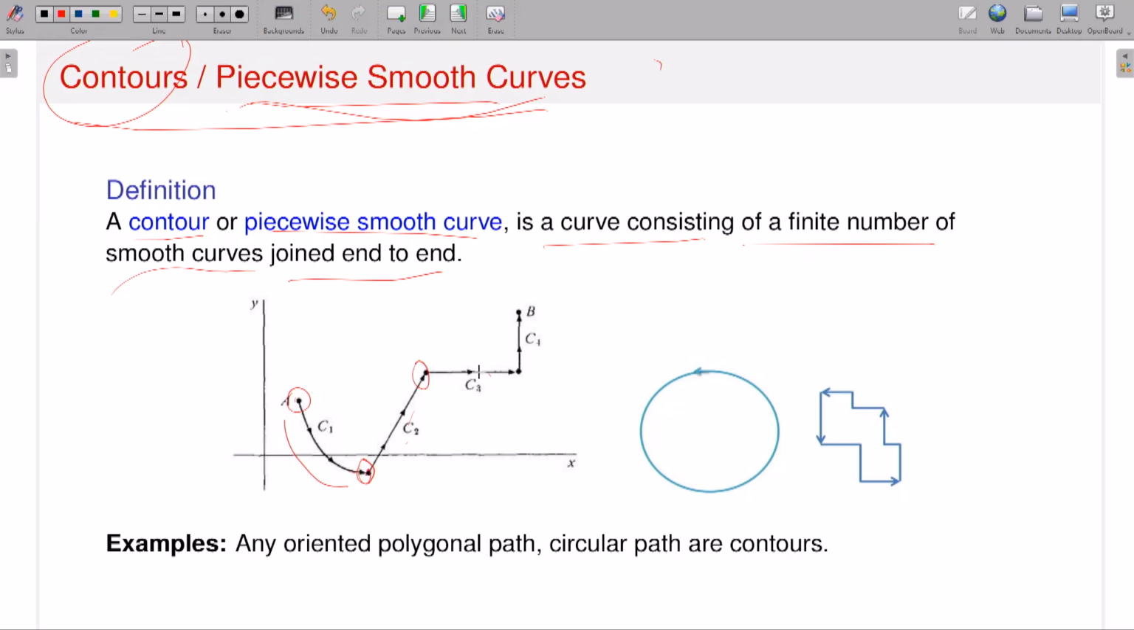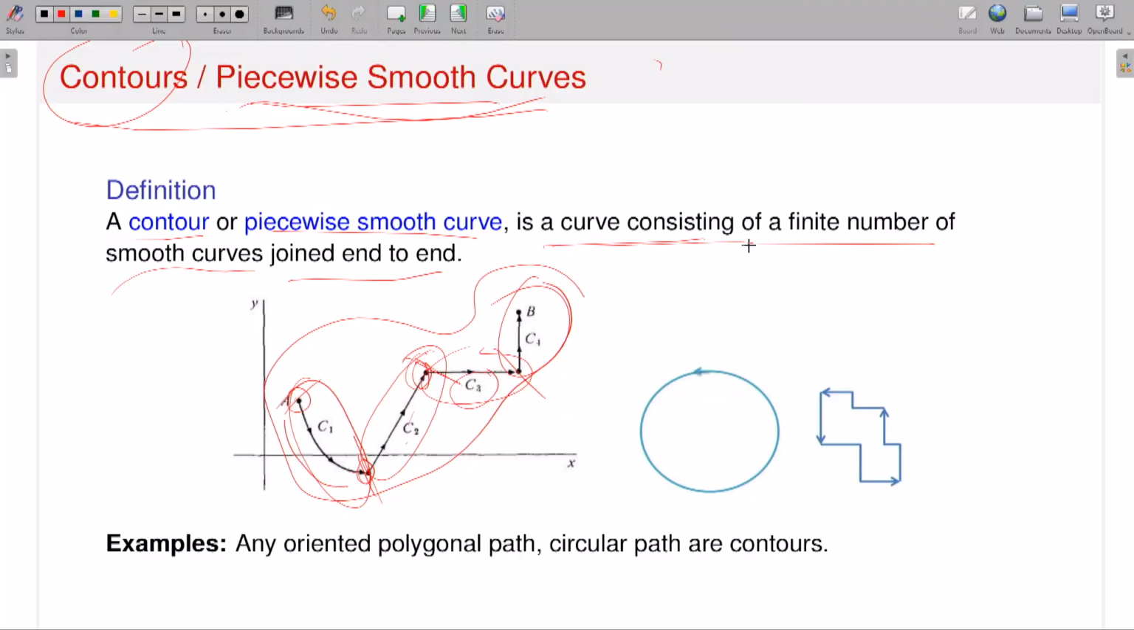Then I join another smooth curve, C3, whose starting point should be the end point of C2. Similarly C4. So if I look at this curve as a whole, I can break it into pieces where each piece is smooth. This is smooth, this is smooth, this is smooth, and this is smooth. So you can define it in two ways. A curve is called piecewise smooth if I break it into finitely many pieces and each piece is smooth, or it consists of finitely many smooth curves where one smooth curve ends and the next smooth curve starts at that point.